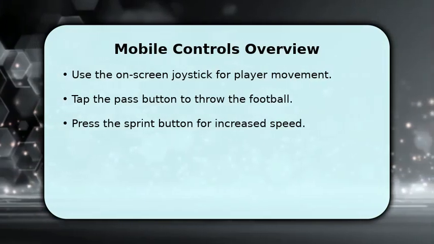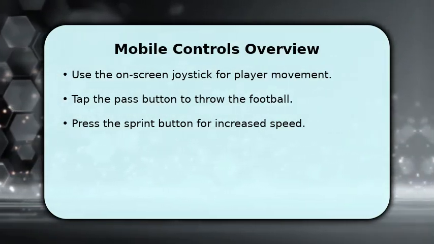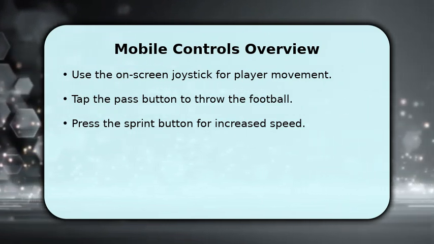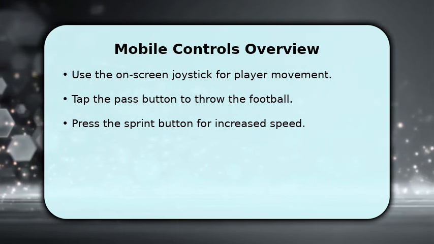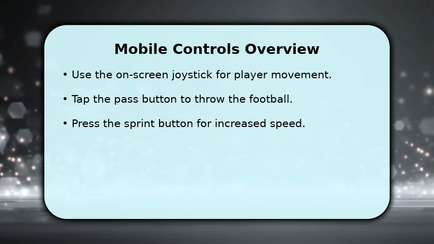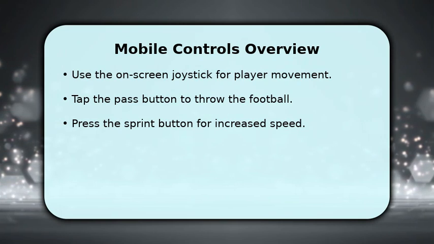Now, let's talk about the controls. You'll see a virtual joystick on your screen for moving your player around the field. To pass the football, simply tap the dedicated pass button. If you need to speed up, press the sprint button. When you're ready to engage an opponent, use the tackle button. These intuitive controls make playing on mobile very accessible.